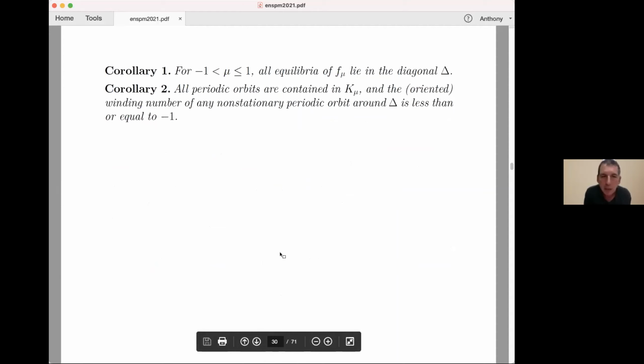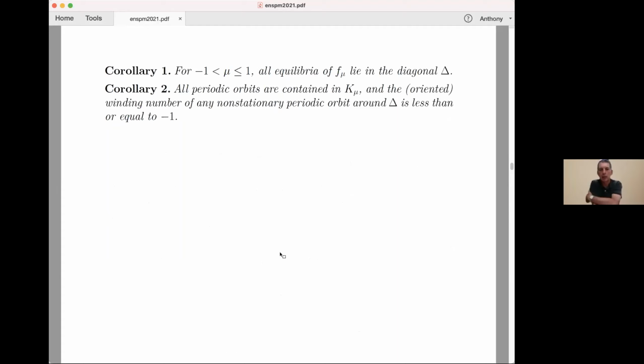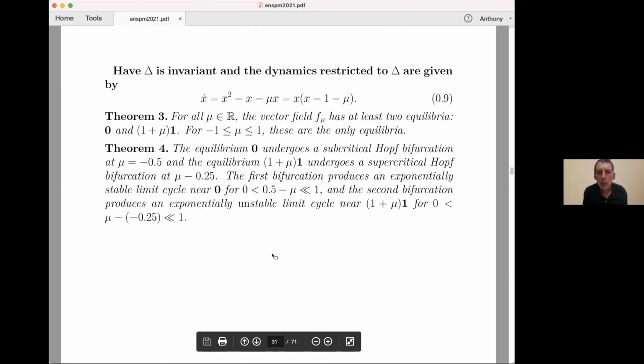And then in addition, you can show that for mu between -1 and 1, all equilibria lie on the diagonal, and all periodic orbits are contained in K_mu with a winding number less than or equal to -1. So that's already kind of nice dynamics. And in addition, you can show that delta is invariant.